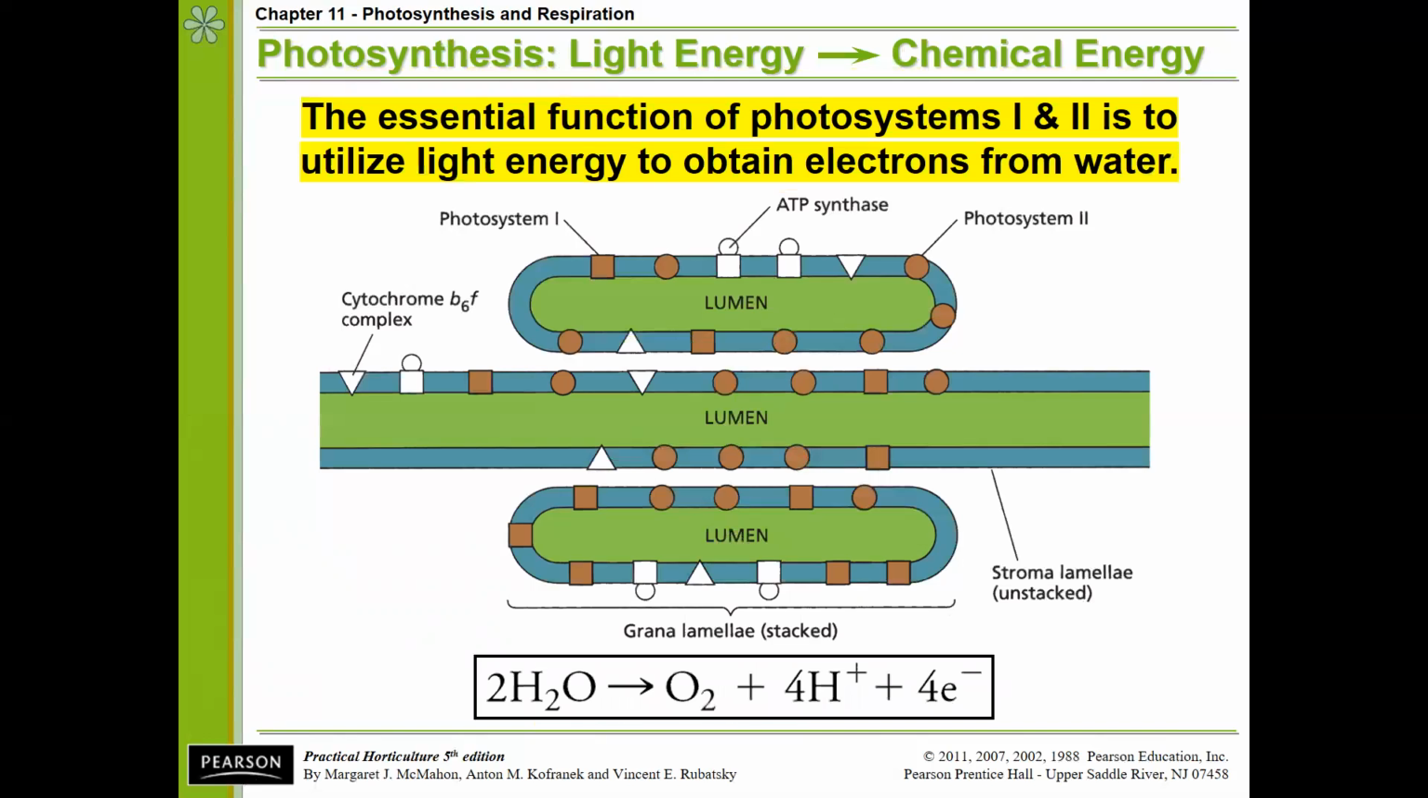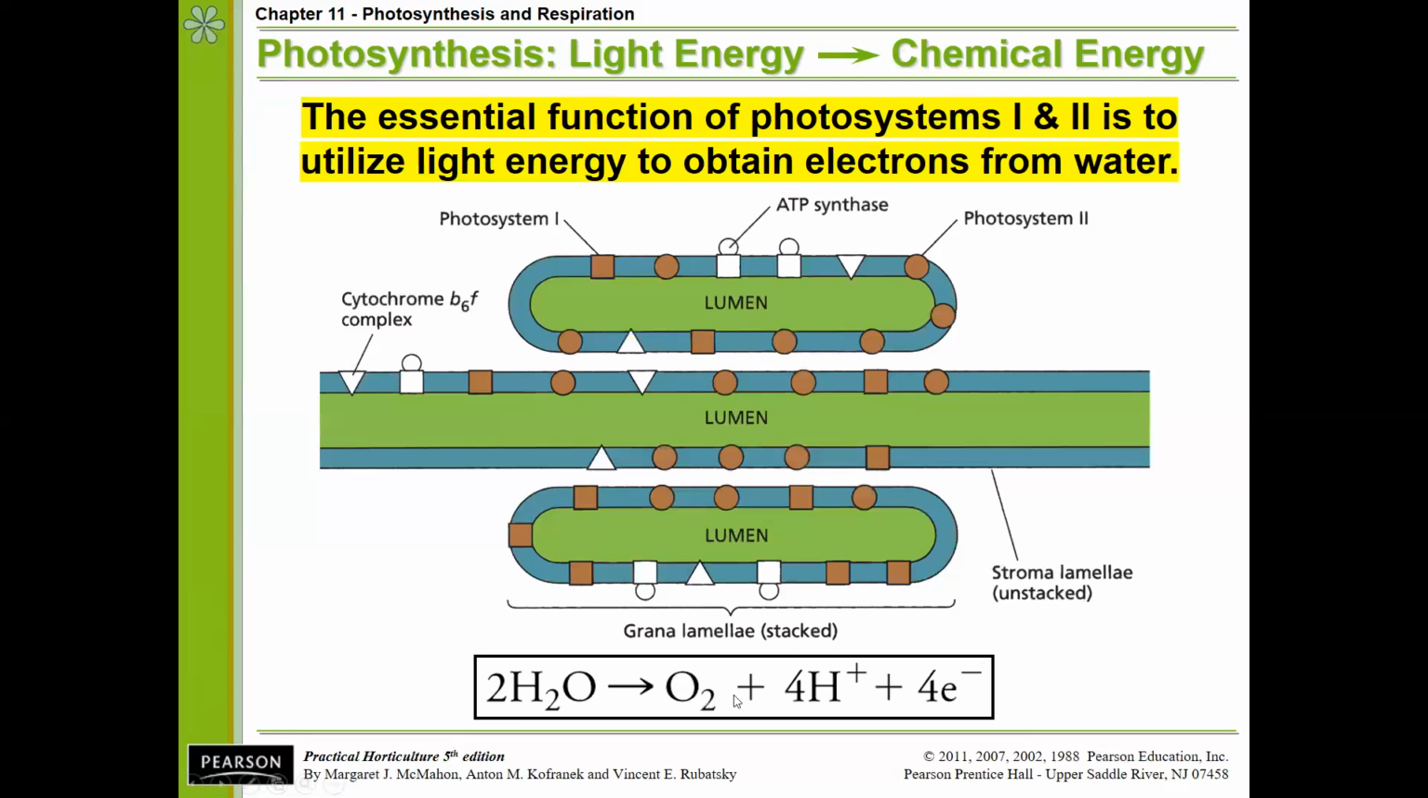We've got two photosystems here, photosystem 1 and 2, 1 being represented by a square and photosystem 2 being represented by a circle. And these different photosystems utilize the light energy and obtain the electrons from water and transfer them throughout these thylakoid membranes.